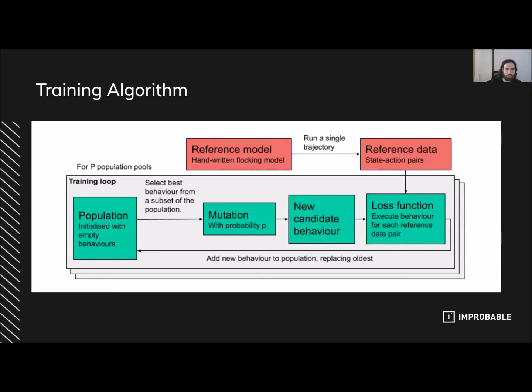And this, just to summarize, is a diagram of the training algorithm. So you can see here, we've got this reference model. We run a single trajectory, get the data. That's used in the loss function every time, it's the same data. And here we've got a population. We select a behavior, mutate it, evaluate the loss function, and then add it back in, replacing the oldest one. So this is steady state. It's just constantly choosing one and then replacing the oldest.